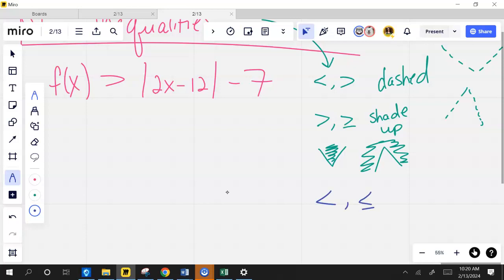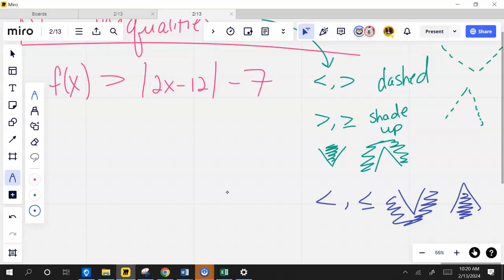Well, your teacher very well could have made you do test points to see which one you shade in and which one you don't. That's just hard. If you remember which way y gets bigger and which way y gets smaller, it makes it easier. If it's less than, I'm shading down. If it's greater than, I'm shading up. That's all you got to remember.